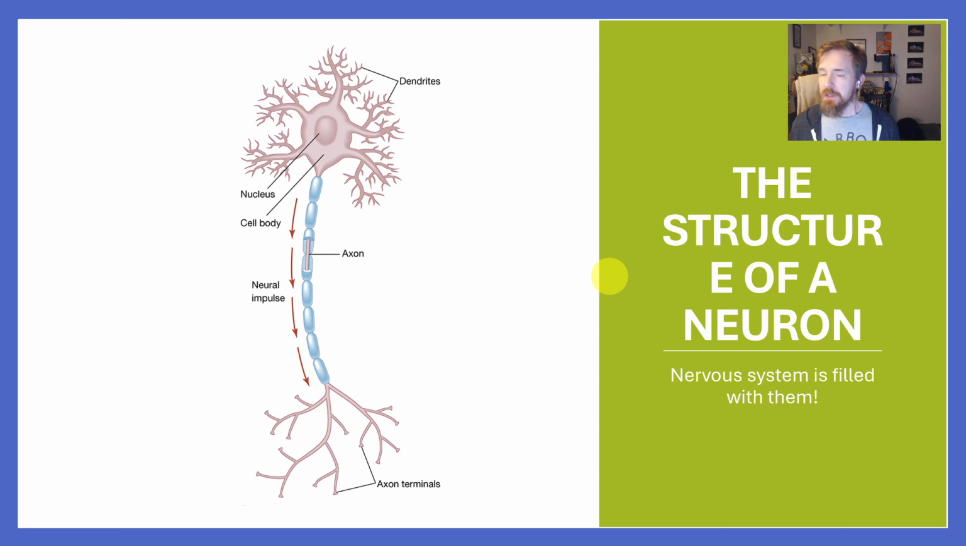Okay, so let's now kind of shift gears a little bit and talk about the neuron. Okay, so the neuron is the building block of the nervous system. It is a cell. A neuron is a cell that essentially can communicate with other cells around it.